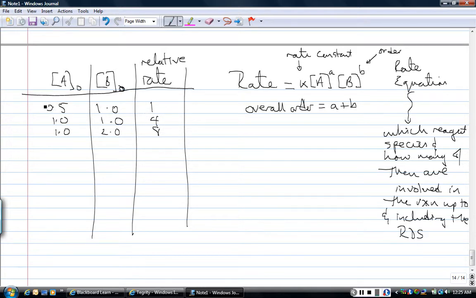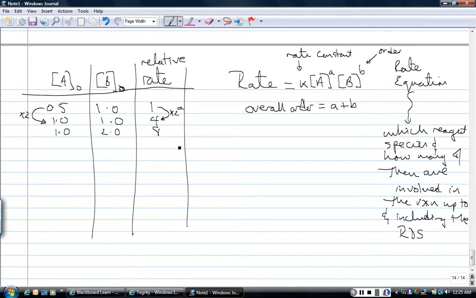For example, going from 0.5 to 1, what have I done? The answer is I multiplied by a factor of 2. I'm not worried about the concentration of B because I kept that constant. Therefore, if I multiplied the concentration of A by 2, it means I would have multiplied the reaction rate by 2, raised to the power of little a.